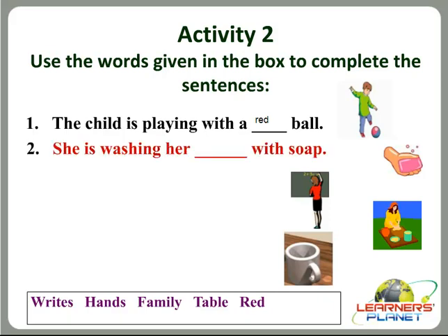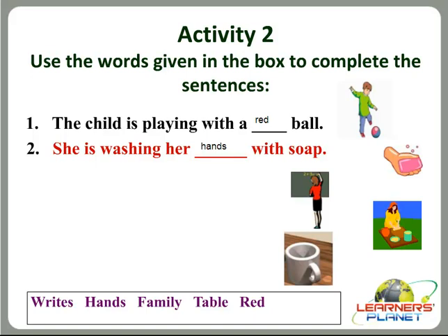The next one. She is washing her dash with soap. What is holding the soap? Hand. If you see the picture, come to the box. Rights, hands, family, table, red. So, the correct answer is hands. She is washing her hands with soap. Alright students, this is also a sentence.